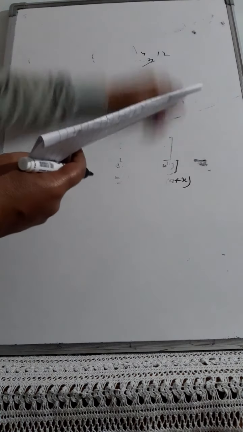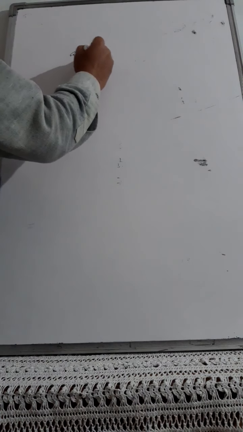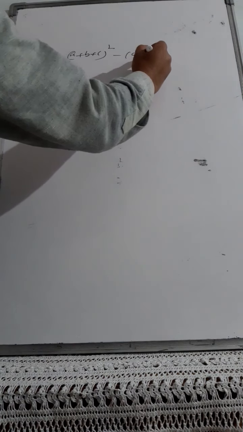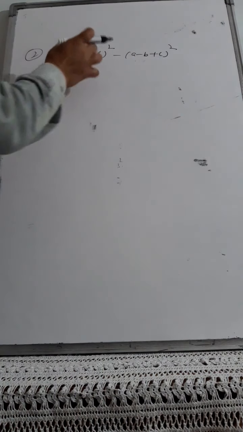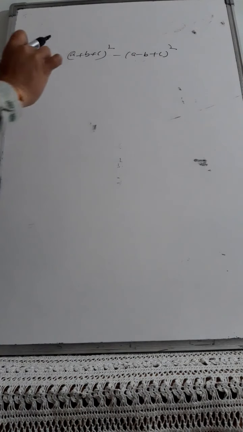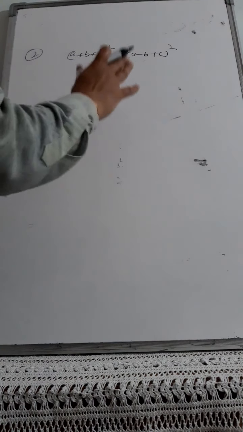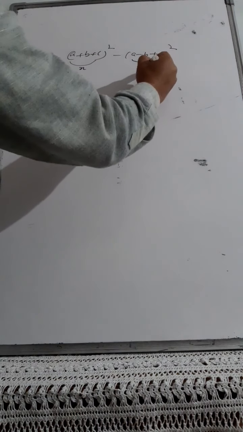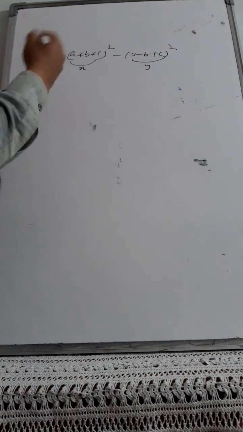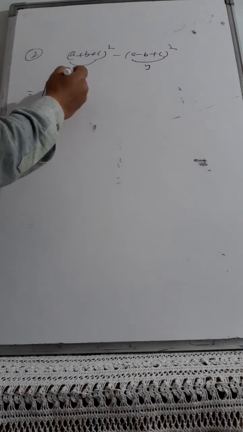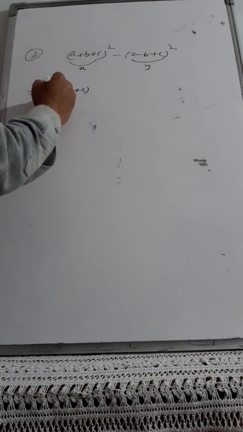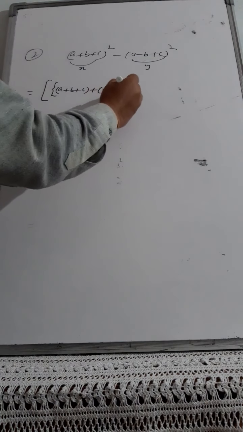Then the second question was: simplify a plus b plus c whole square, and minus a minus b plus c whole square. One option with you is to expand it: a square plus b square plus c square plus 2ab plus 2bc plus 2ca. That was the identity. Otherwise, what I will do is take this as x and take all these three as y, and again I will be using the identity of x square minus y square, that is x plus y into x minus y. So what I will use, a plus b plus c, curly bracket, plus a minus b plus c.